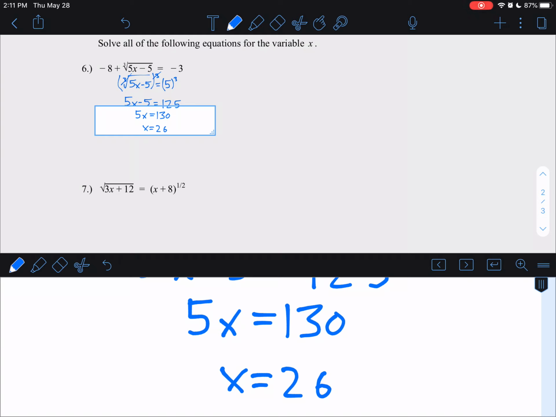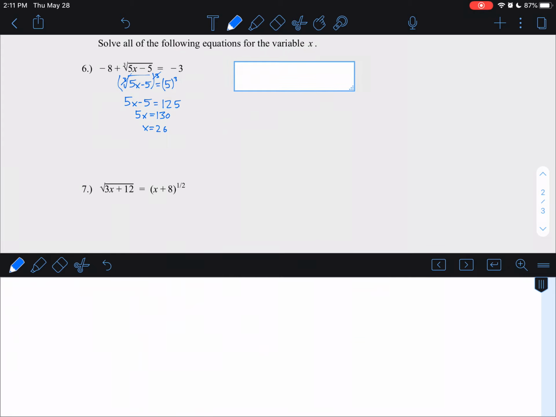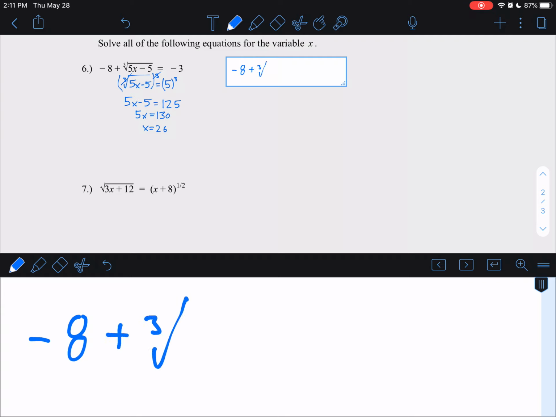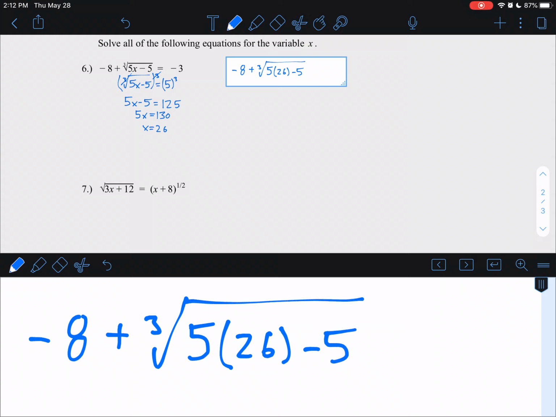There is one more step to these radical equations. What we have to do is plug that number back in and make sure that everything's true. So I'm going to come over here to do that. So I had negative 8 plus the cubed root of 5, and then I'm plugging in my variable, my 26, times 26 minus 5 equals negative 3.